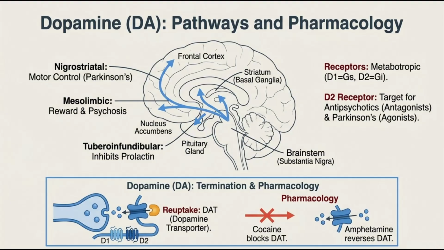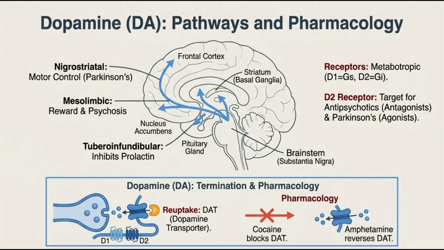Okay, so let's connect these pathways to the pharmacology on the slide. It highlights the D2 receptor. The D2 receptor is the main target for almost all antipsychotic drugs, what we used to call neuroleptics. If you have a patient with schizophrenia who's having hallucinations and delusions, the goal is to block D2 receptors in that mesolimbic pathway. But the drug doesn't just go there, it goes everywhere in the brain.